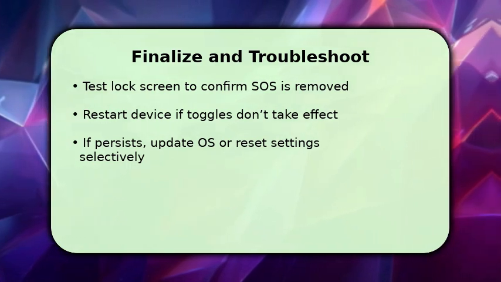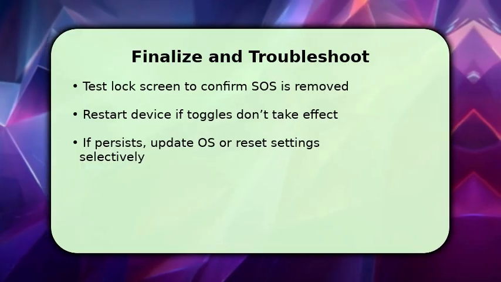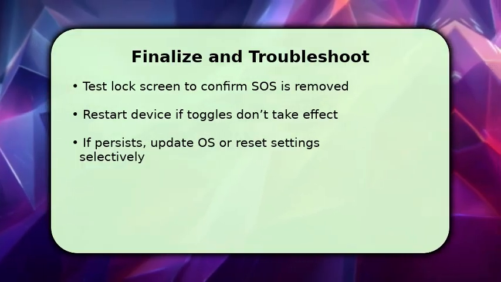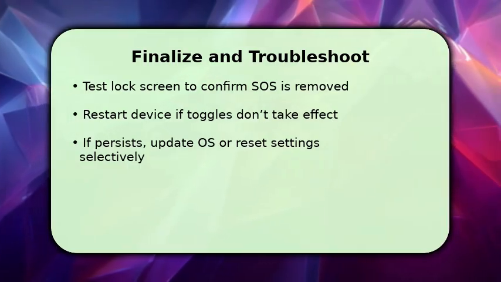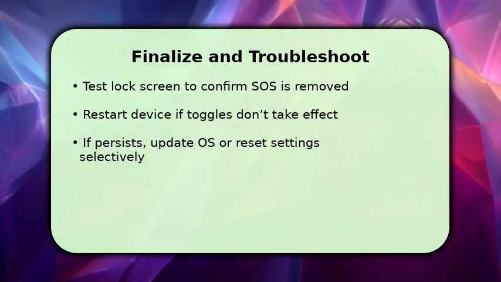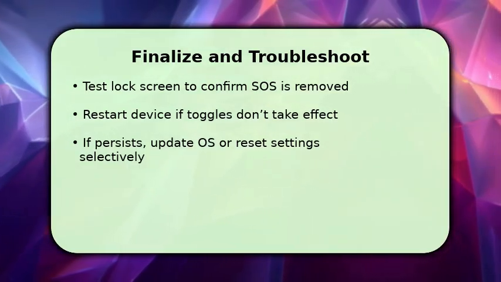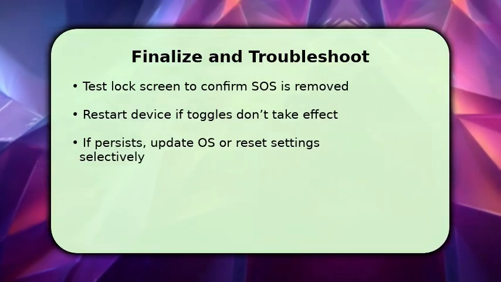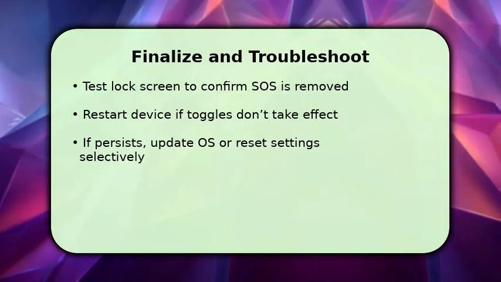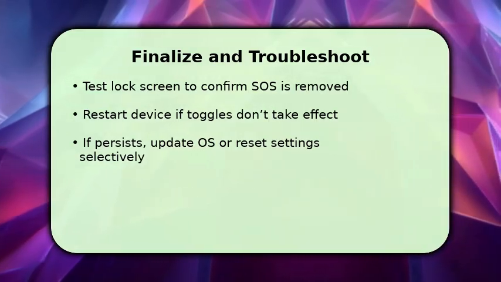If the change didn't take effect, restart the phone to ensure system processes reload and check again. If problems persist, update the operating system or selectively reset settings, not a full wipe, to restore expected behavior. If nothing fixes it, contact the device support team. Make sure to describe your model, OS version, and the steps you've already tried.